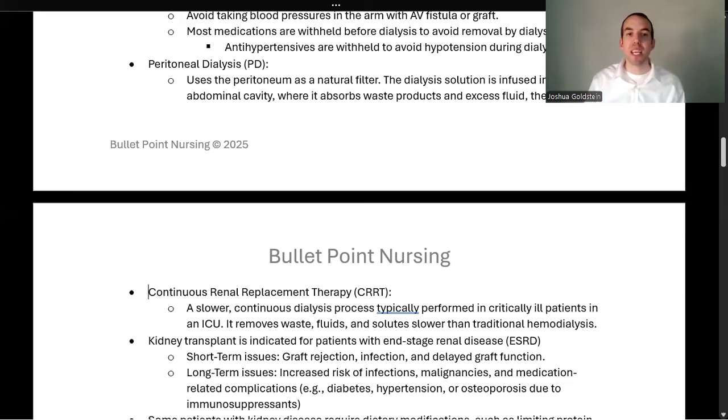Next, let's talk real briefly about kidney transplant. Kidney transplant is the only treatment for ESRD other than dialysis. The short-term issues with kidney transplant are the patients can have graft rejection, they can have infection, or they can have delayed graft function. The long-term issues are going to be that they may develop infections, they may develop cancer, and they may have medication-related complications.